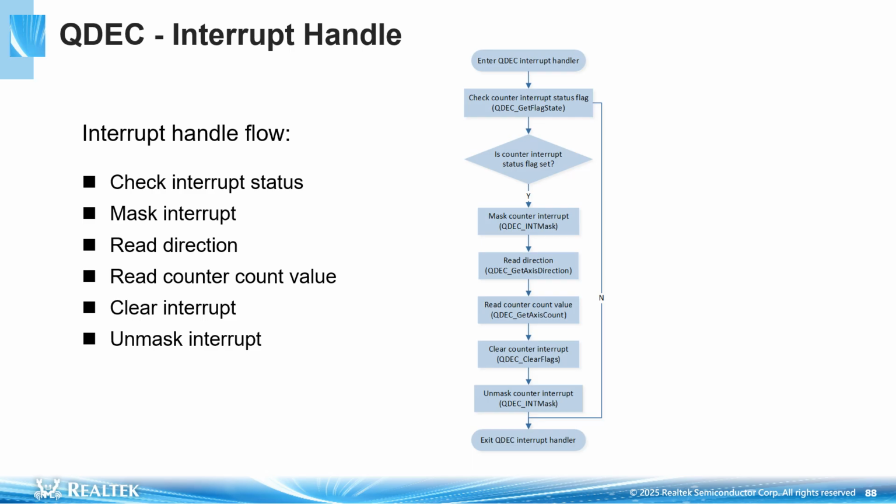The interrupt processing flow of QDEC is shown in the figure. The first step is to check the interrupt status, the second step is to mask the interrupt, the third step is to read the direction and counter count value, the fourth step is to clear the interrupt, and the fifth step is to unmask the interrupt.